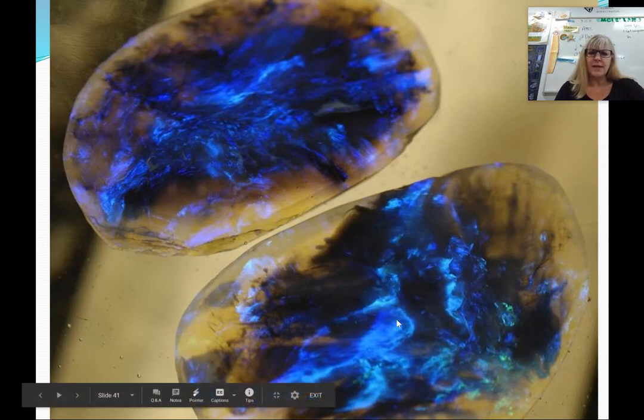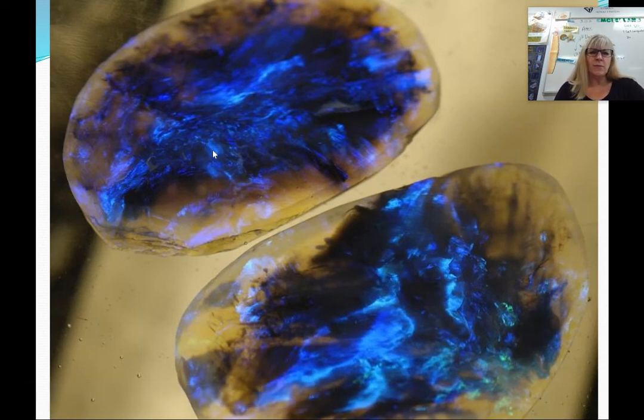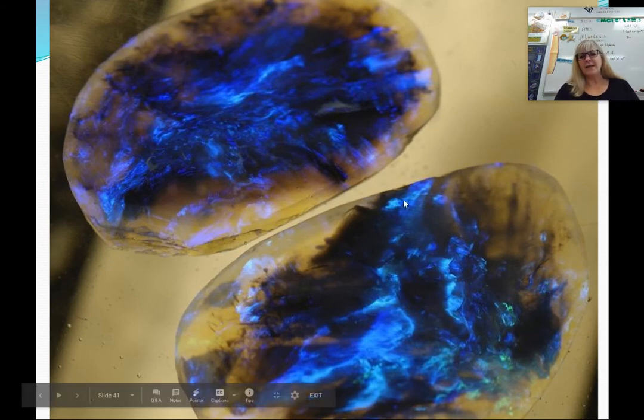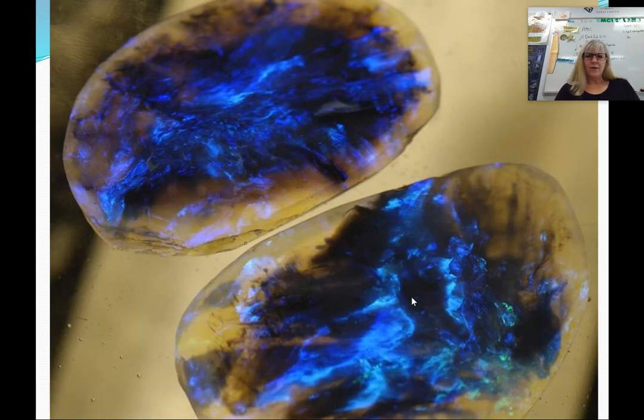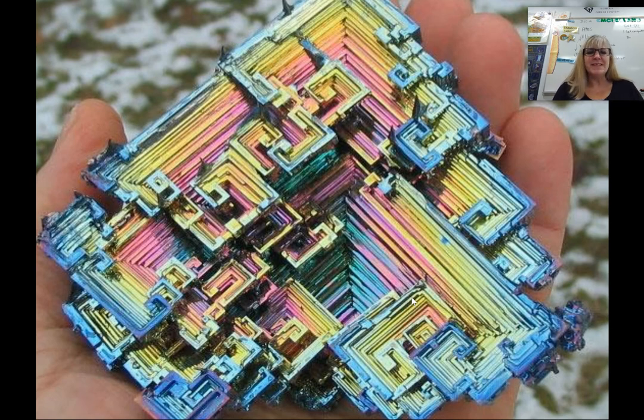It's from Australia. And I don't remember what mineral that is, but that's a mineral inside this clear opal that is giving it this gorgeous, it looks like black lightning, but I think it's called the Black Lightning opal. Okay. This is bismuth, and you can actually grow this.